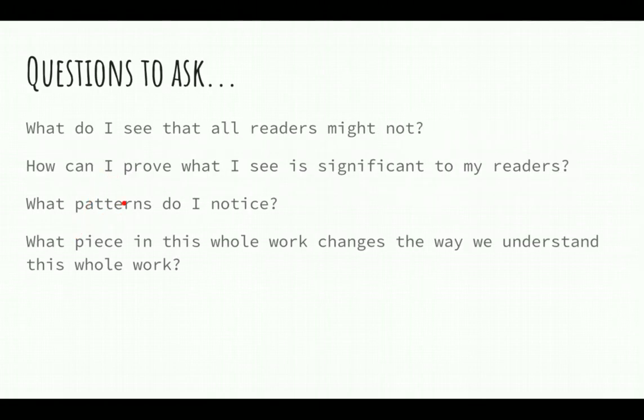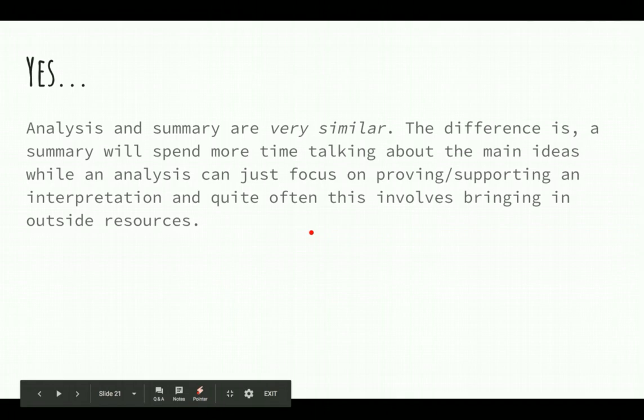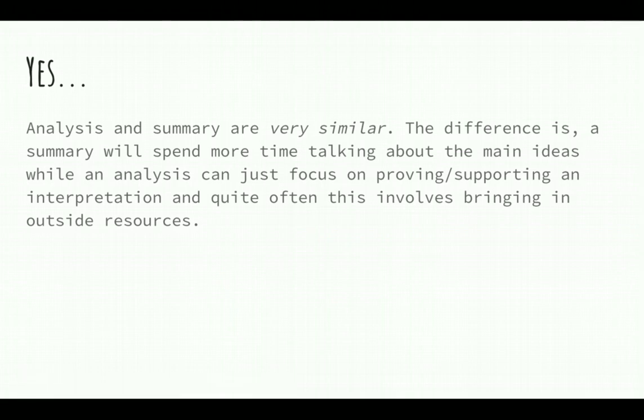And so these are some more questions. What do I see that all readers might not see? How can I prove what I see is significant? What patterns do I notice? I mentioned that before. What piece in this whole work changes the way we understand this whole work? So what part do I want to look at further because it changes the way the whole work is understood? And so again, analysis and summary are very similar. The biggest difference between a summary and an analysis is that an analysis is just interested in supporting an interpretation, and quite often an analysis can involve bringing in outside resources to support that interpretation.